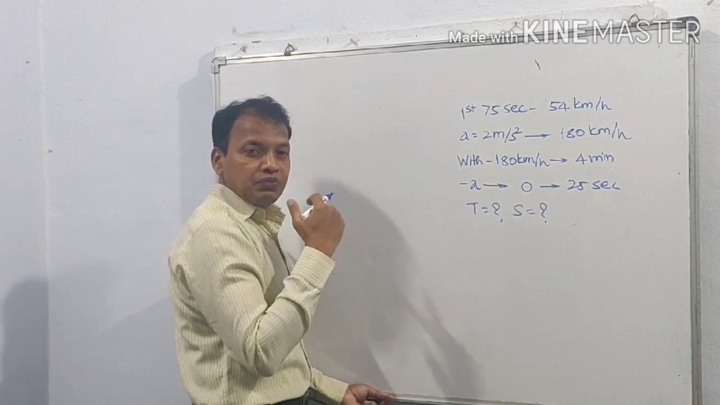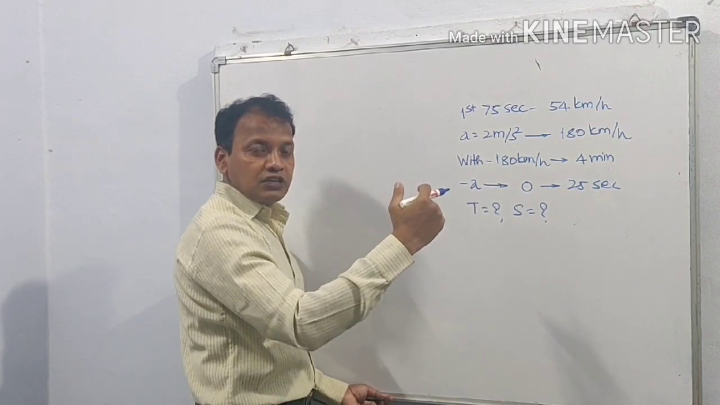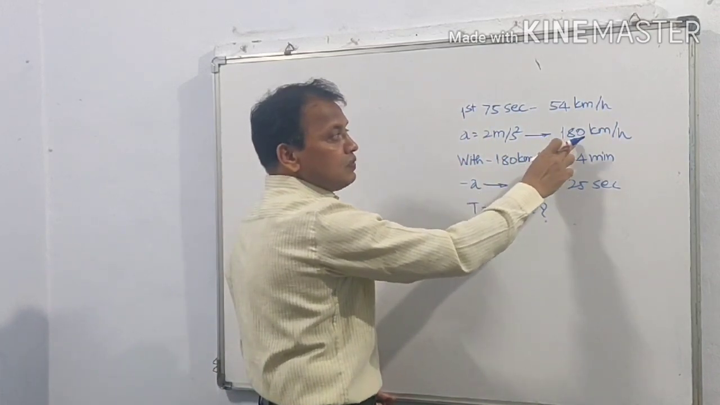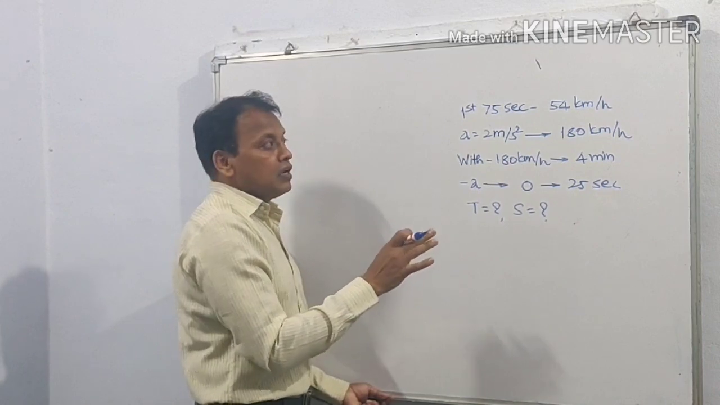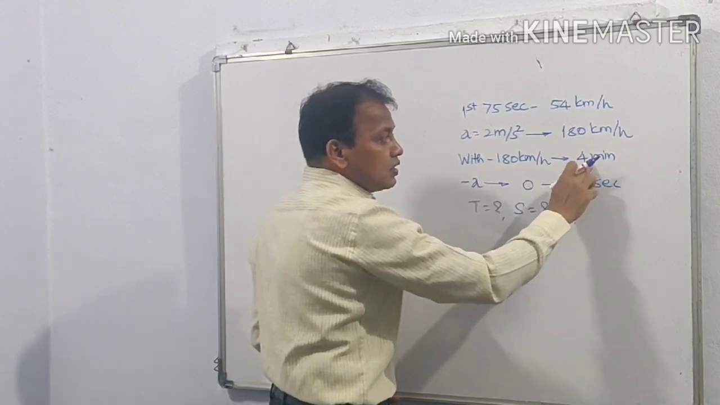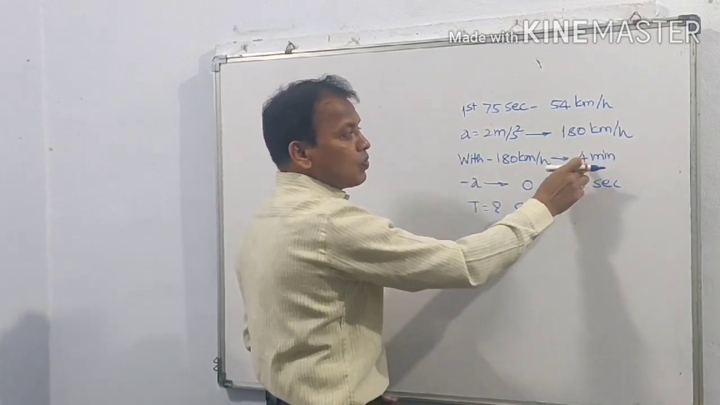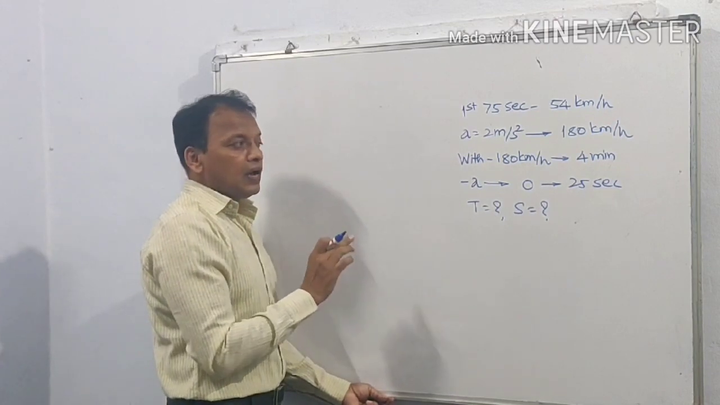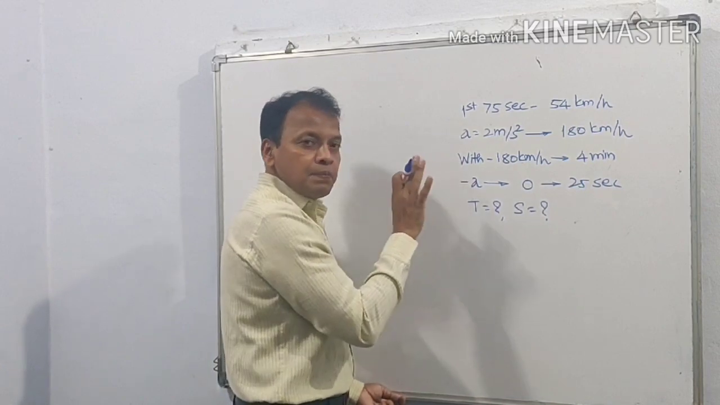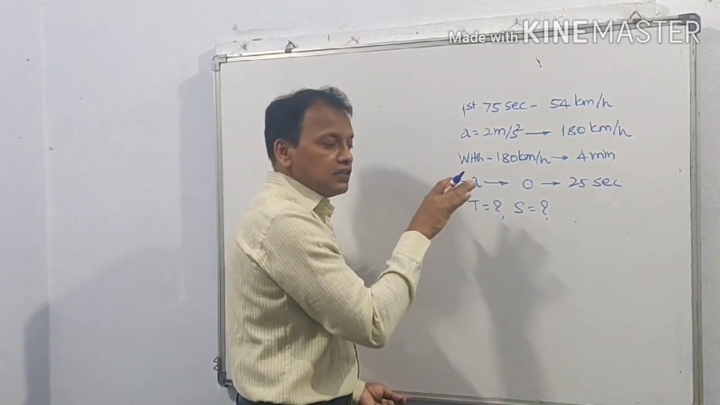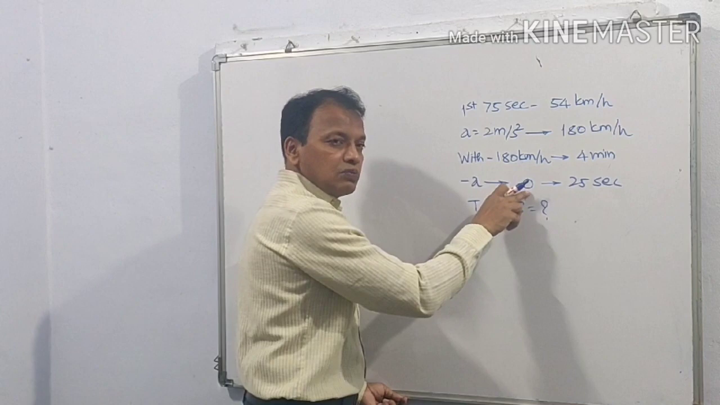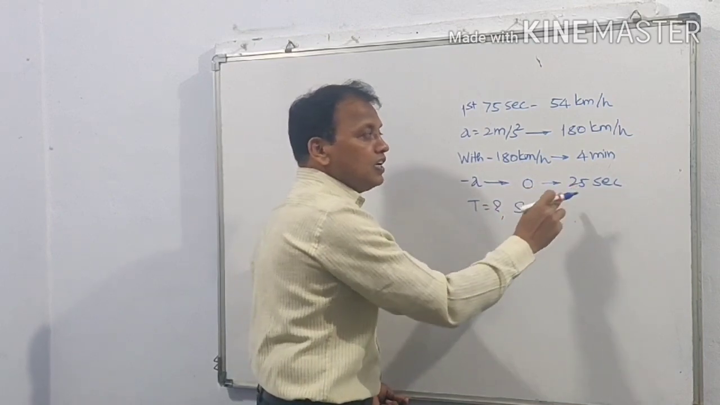Initially, it was moving with 54 km per hour for 75 seconds, then it is accelerated with rate 2 meter per second square till the vehicle attains velocity of 180 km per hour. After attaining velocity of 180 km per hour, with this velocity, the vehicle continues to move for 4 minutes. And then, after 4 minutes, negative acceleration, that is retardation, brakes are applied and the vehicle is brought to rest, 0, in 25 seconds.